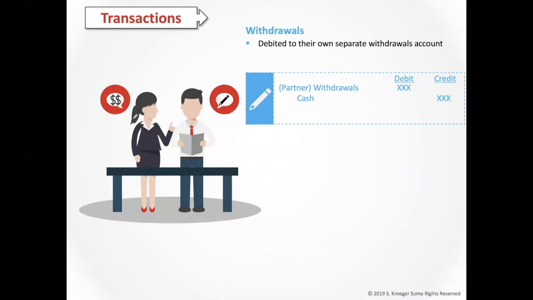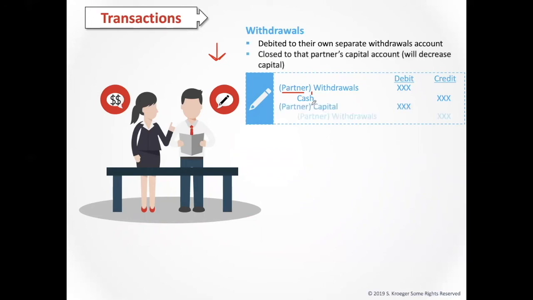As a reminder, when owners put money into the business, it will increase their capital account. And when owners withdraw from the business, that will decrease their capital account. The journal entry would be the partner's name. For example, if it was me, it would be Kroger, withdrawals, and then a credit to cash because cash is coming out of the business.